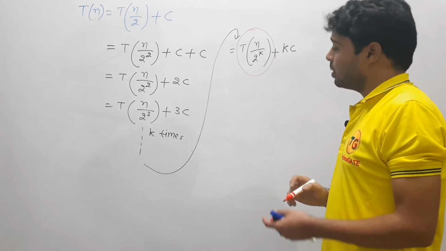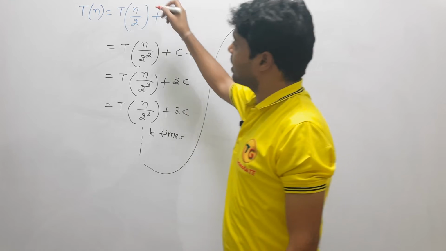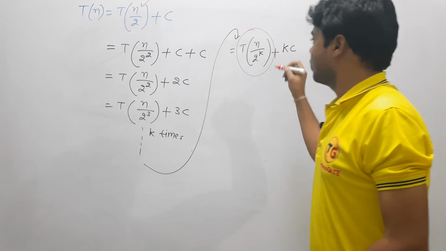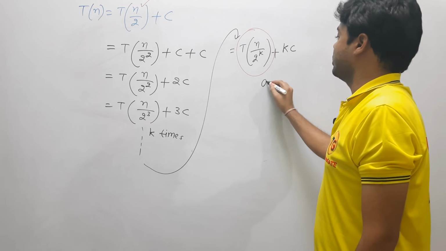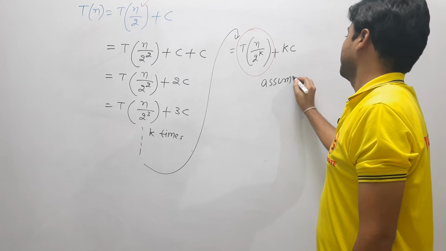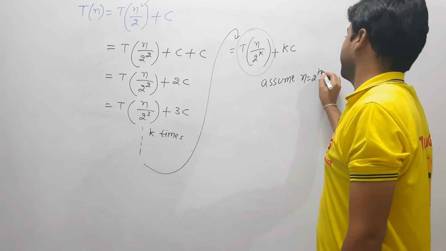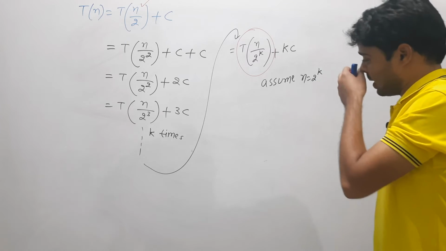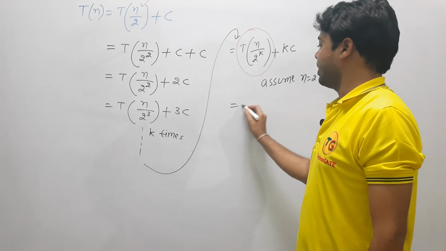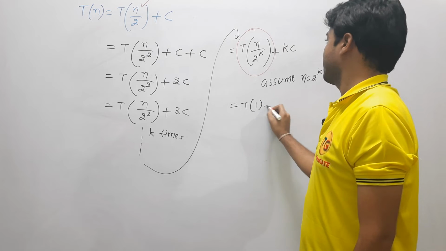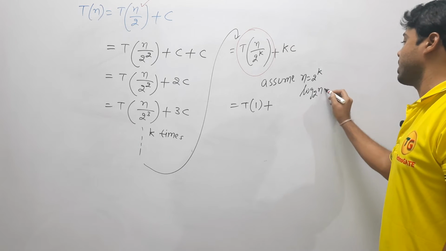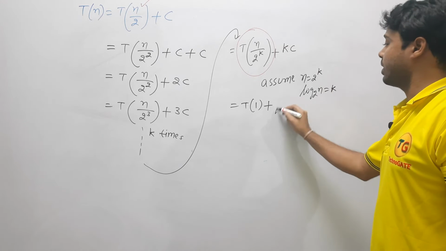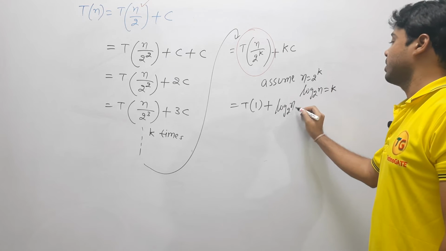So whenever you see division in the recurrence relation, always assume n equals 2 raised to power k. So what will happen here? T of 1 plus, and if we take log on both sides, log n equals k. So k is log n, and log n into C here.